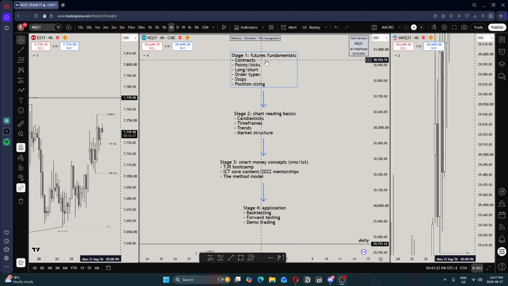So, first stage, futures fundamentals, we covered in this video. Contracts, points and ticks, long, short positions, order types, stop losses, position sizing, all these were covered in this video. So good job if you watched it all the way through. Moving on to stage 2, chart reading basics. Again, this was covered in today's video as well. Candlesticks and time frames mainly.